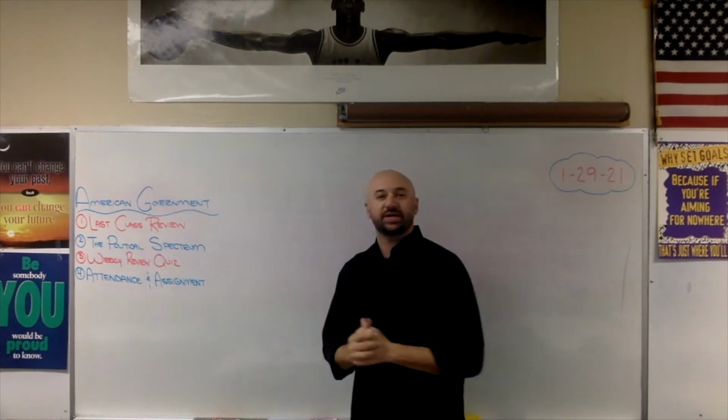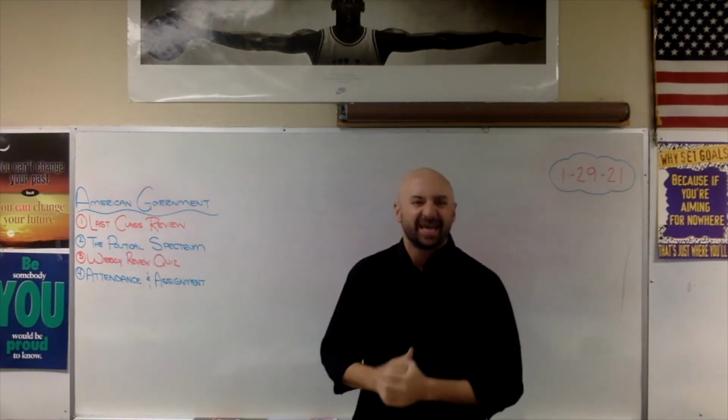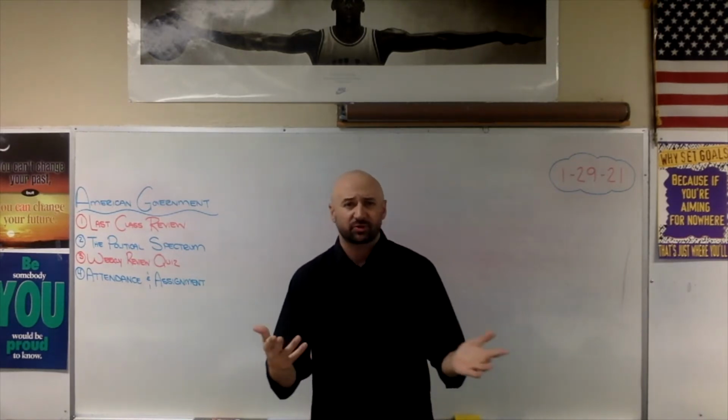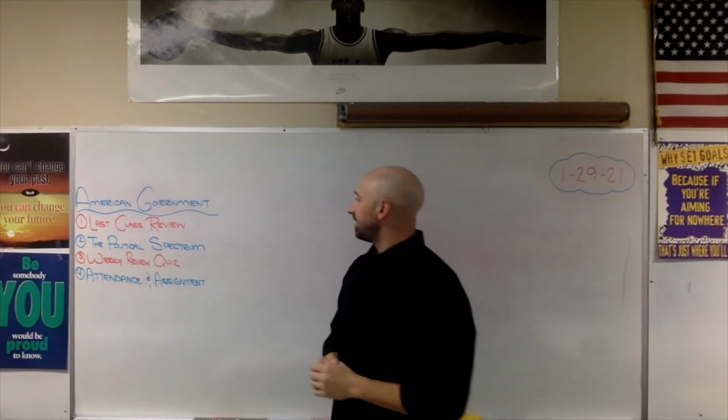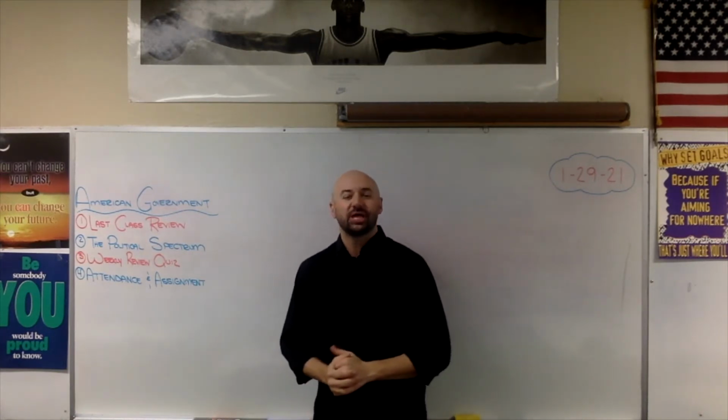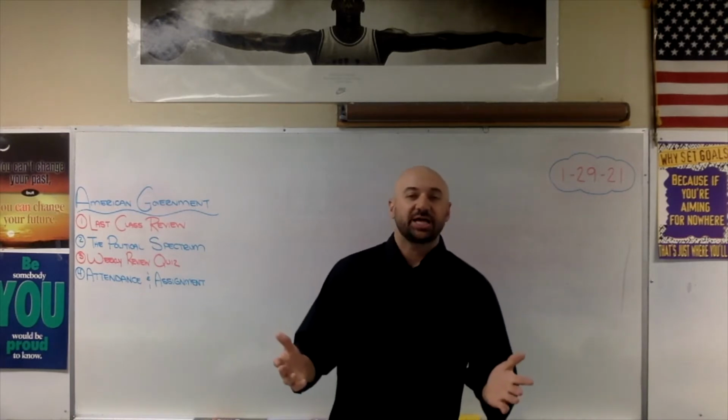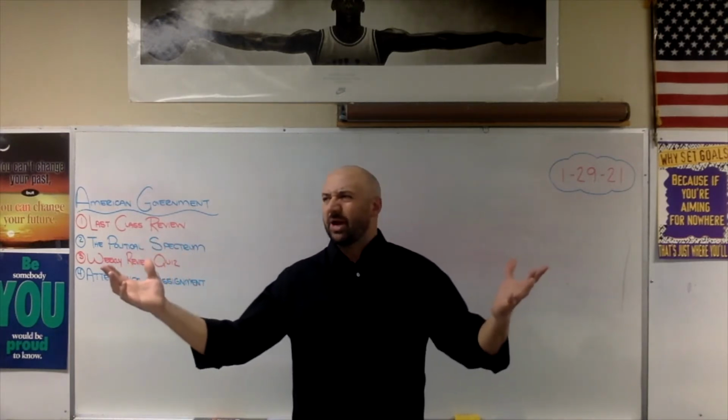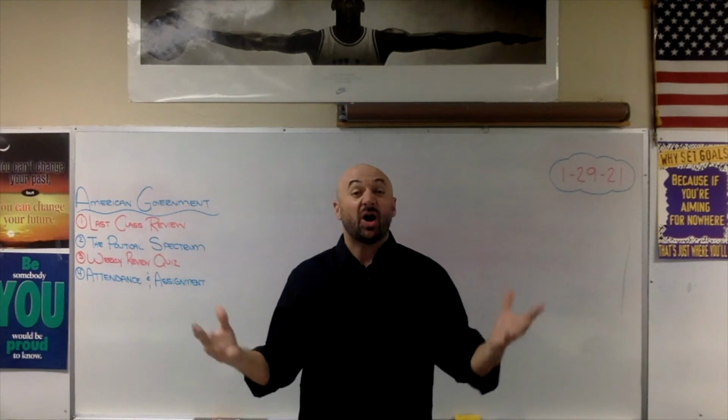We got 4 things on the to-do list. Number 1, as always, a last class review. We're going to talk about political parties, the history a little bit. Then today, we're going to talk about the political spectrum. I told you last class we'd be kind of talking about where people fall on this spectrum.